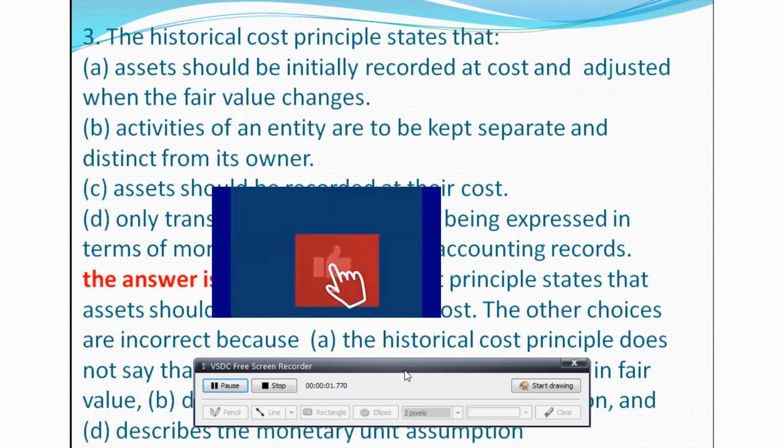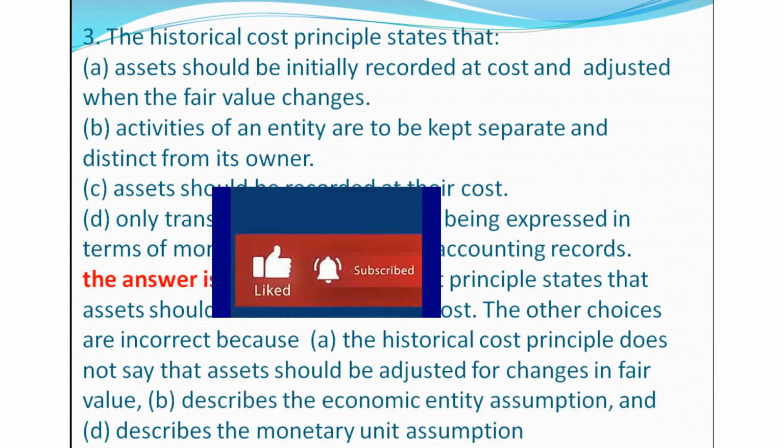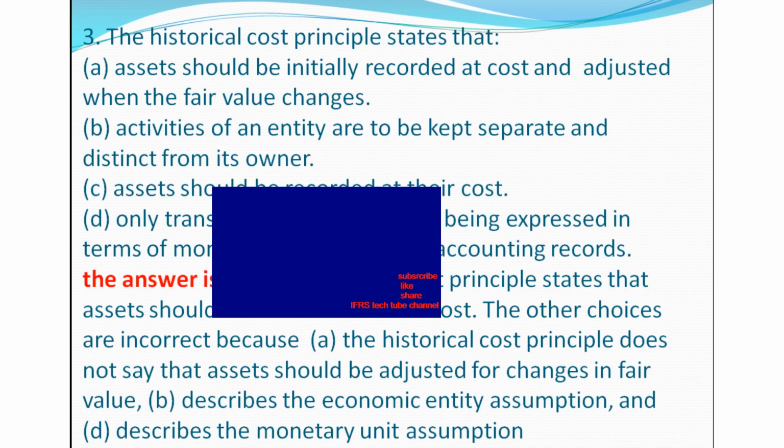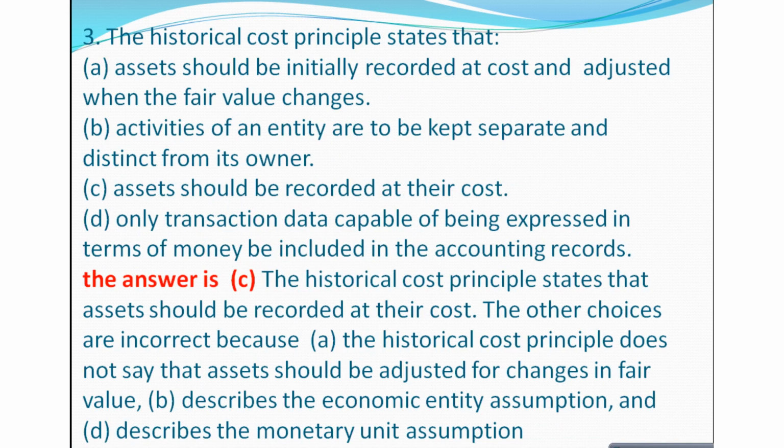3. The historical cost principle states that A. Assets should be initially recorded at cost and adjusted when the fair value changes. B. Activities of an entity are to be kept separate and distinct from its owner. C. Assets should be recorded at their cost. D. Only transaction data capable of being expressed in terms of money be included in the accounting records. The answer is C. The historical cost principle states that assets should be recorded at their cost.